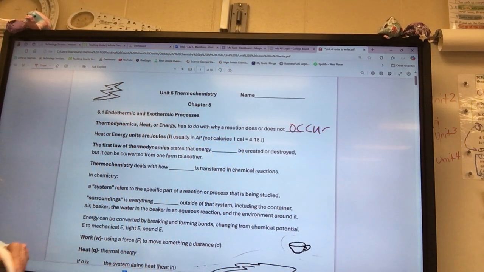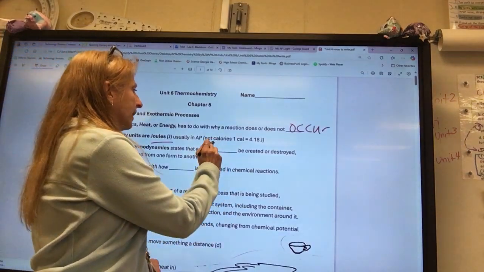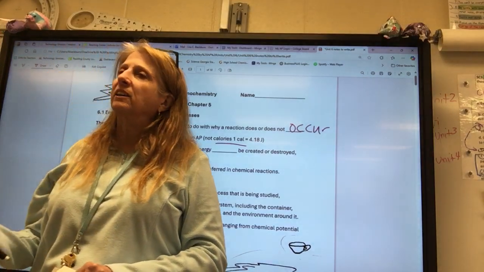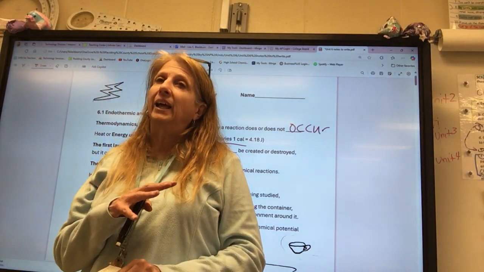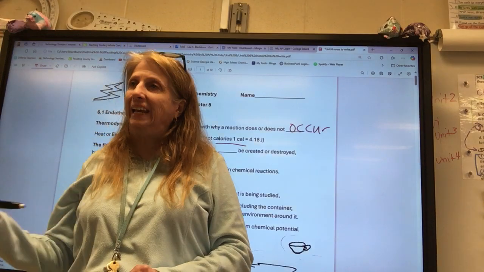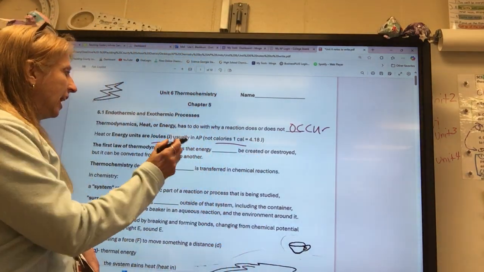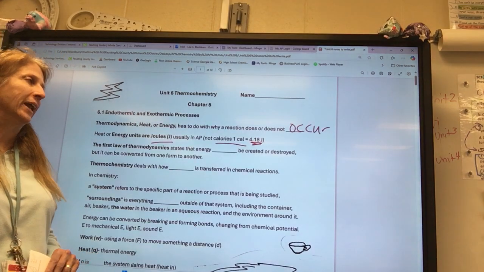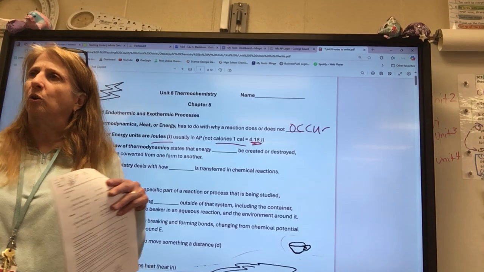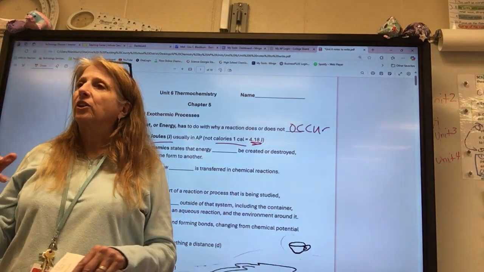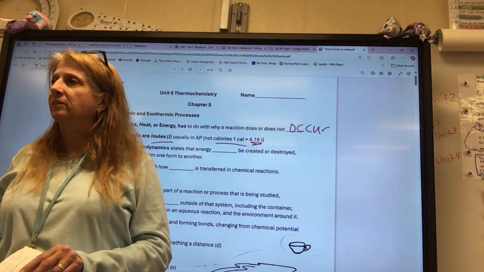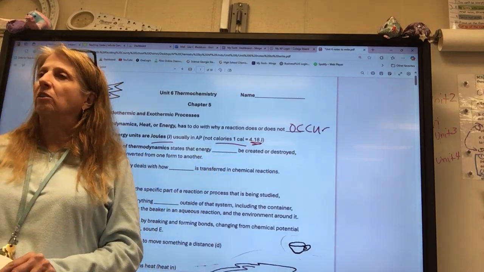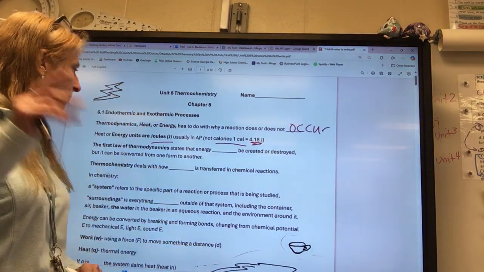Heat or energy units are joules, usually in AP, not calories. If you remember in honors, when I teach this, I try to use a lot of calories because I want to make it more applicable, because everybody eats and everybody knows about calories. But in AP, we're going to use joules more. And 1 calorie equals 4.18 joules, because calories are based on water. A calorie is the amount of heat needed to raise the temperature of 1 gram of water 1 degree Celsius. So 1 calorie equals 4.18 joules. That's the conversion, but it's also the specific heat of water. That'll make more sense in a minute.